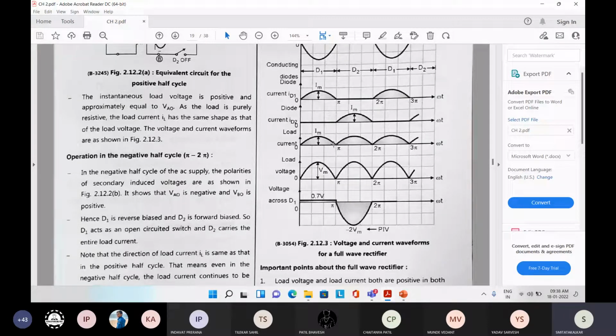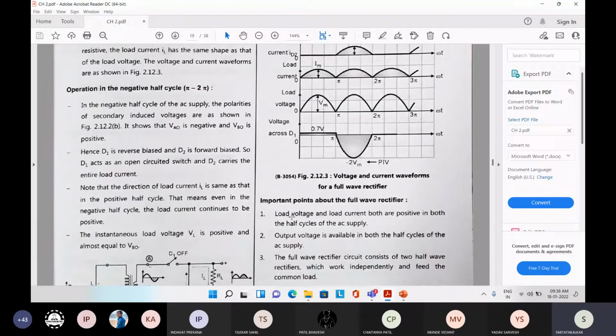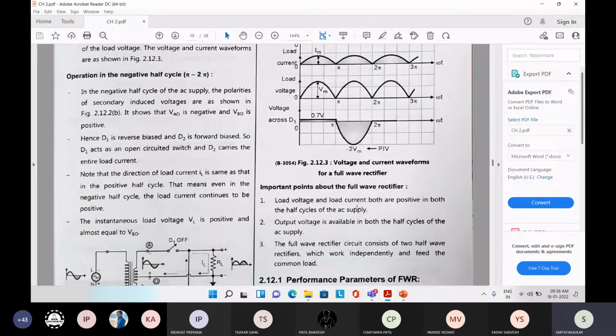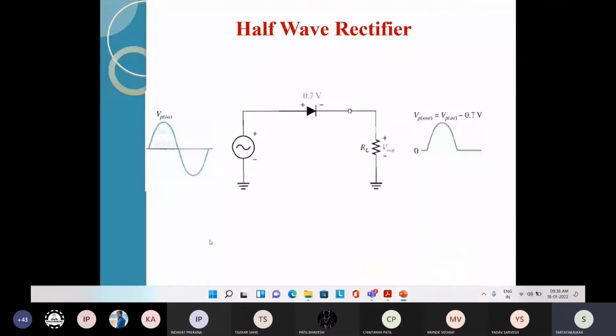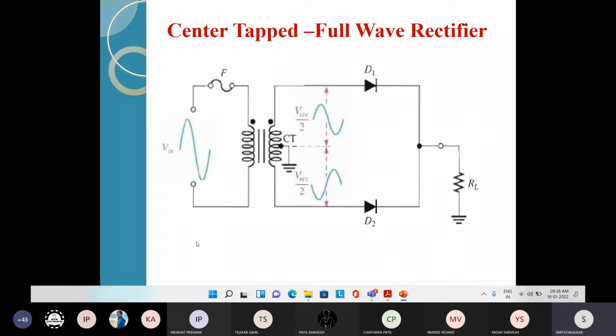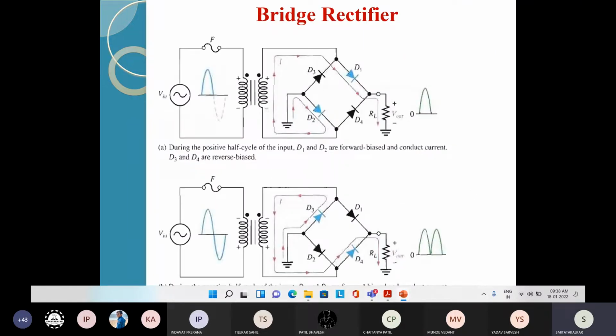Here D1 is on in forward bias, and D2 is on in another forward bias, because a diode works only in forward bias, and in reverse bias it is off or an open switch. Open switch, correct. I think all of you got the half wave rectifier and the full wave rectifier. All of you understand half wave as well as full wave? Okay.